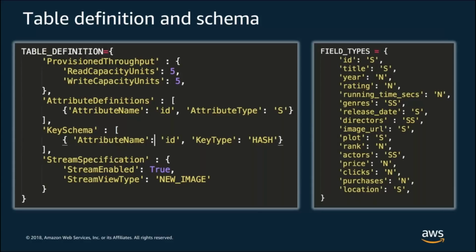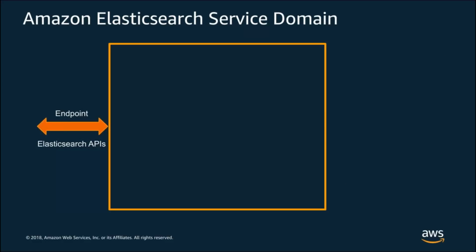Within the individual items, then we have a schema for the different types of the items. It's all pretty straightforward. Our ID is a string, our title is a string, our year is a number, rating is a number. There's a couple of string sets, so where we have multiple items, things like actors and directors and genres, those are string sets. So that's how we're going to get our data into and structured in DynamoDB.